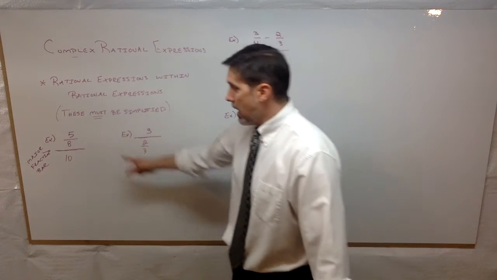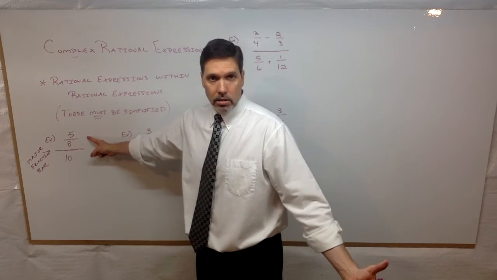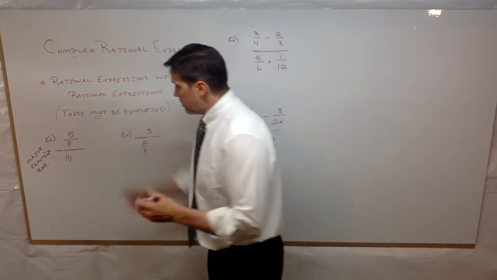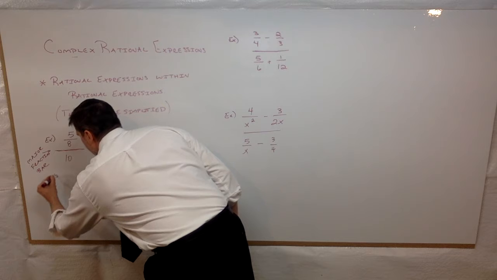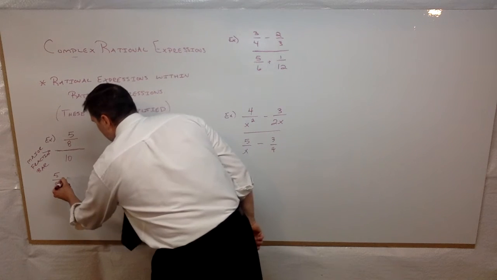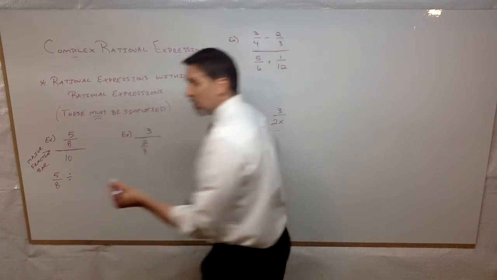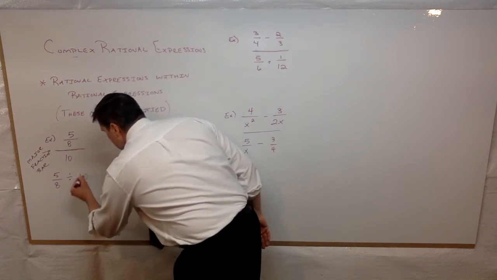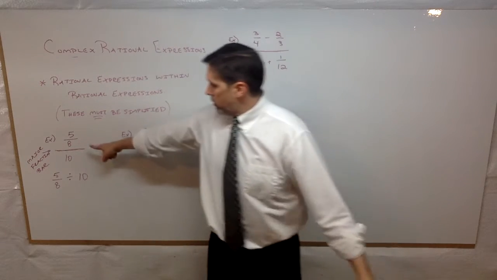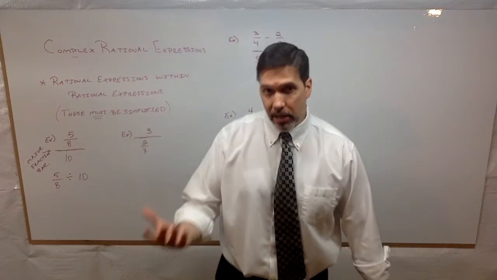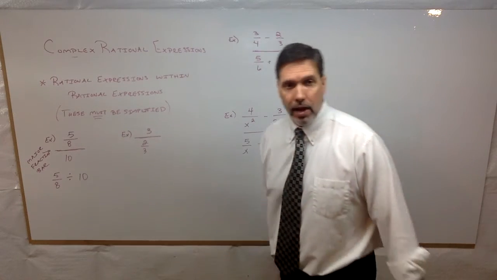And to handle this is not as difficult as you might think. It's just a division problem written out vertically as opposed to horizontally. This is the same thing as saying the fraction 5/8, interpret your major fraction bar as a division, 5/8 divided by the denominator, 10. This is written out vertically. This is written out horizontally. Written out horizontally makes a whole lot more sense to us because it's just dividing two fractions.